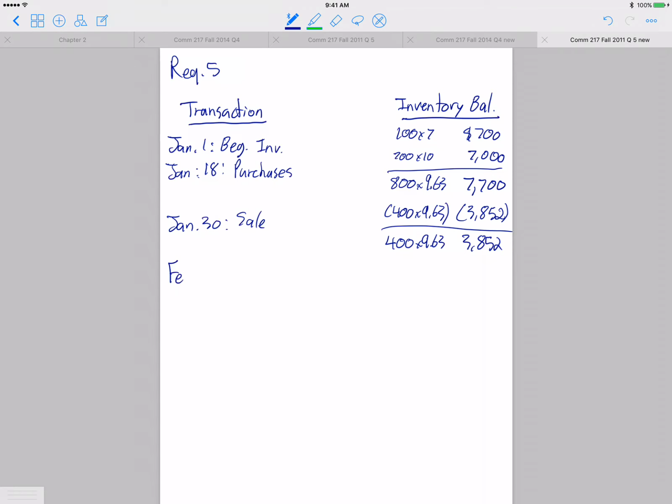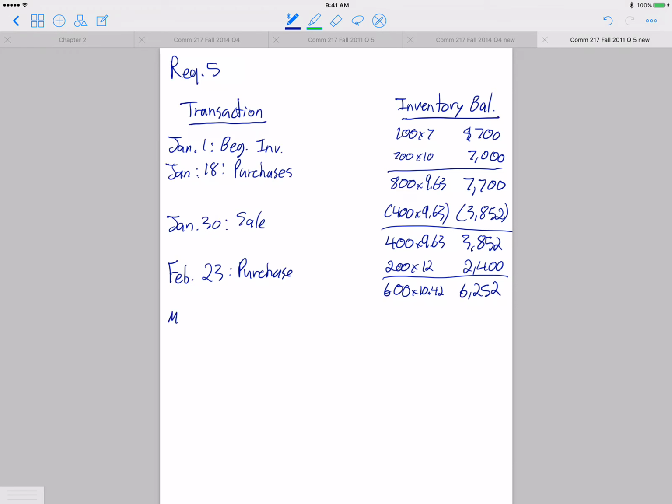And on February 23rd, we have a purchase of 200 units at $12 each, which gives us 2,400. And we're going to add this up as well, which gives us 6,252. And if we add up the units, we get 600 units. 6,252 divided by 600 will give us 10.42.